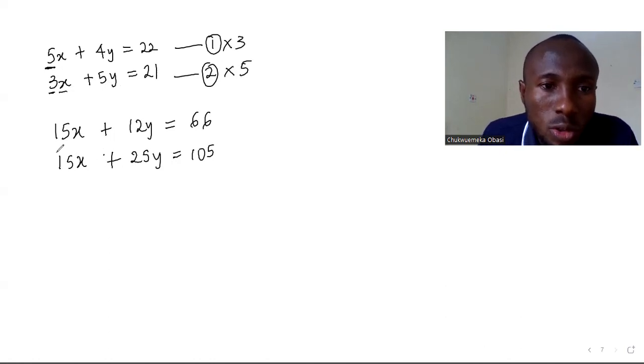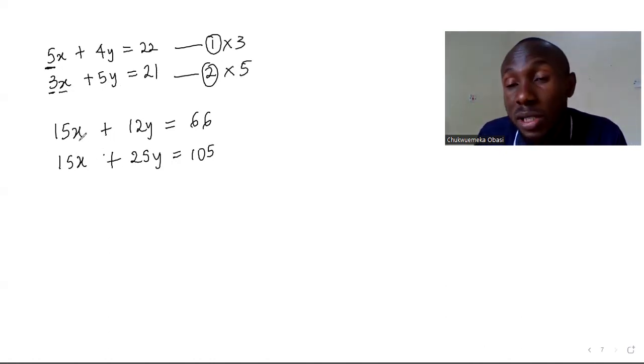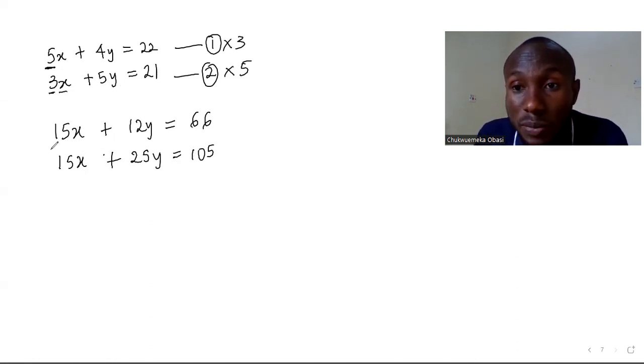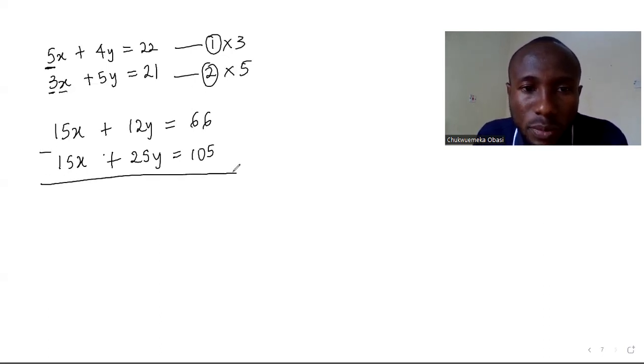Now the next thing we want to do, we can eliminate as they both have the same quantity now. It's so easy to eliminate, right? And do we go for addition or subtraction? Subtraction will work, so we choose subtraction. So we do 15x minus 15x, that is 0, and that is what we want. We want it to go, so we can get the value of y. So 12y minus 25y will give me negative 13y, right? Yeah, that is it. And next we do 66 minus 105.